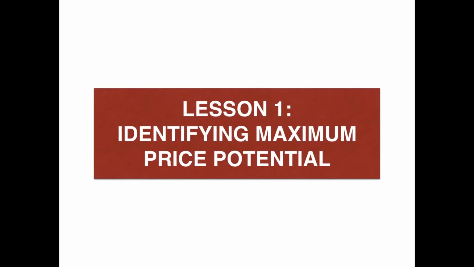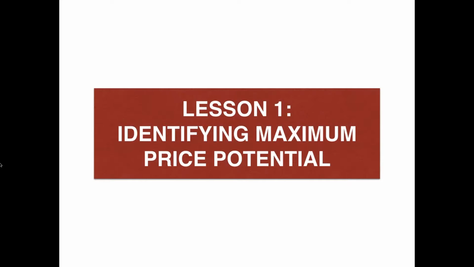So let's talk about Lesson 1, Identifying Maximum Price Potential. To identify the maximum price targets, we use the monthly chart. We previously discussed that prices always tend to go back to equilibrium. What are these levels of equilibrium? 4 of the Ichimoku components are measures of equilibrium.